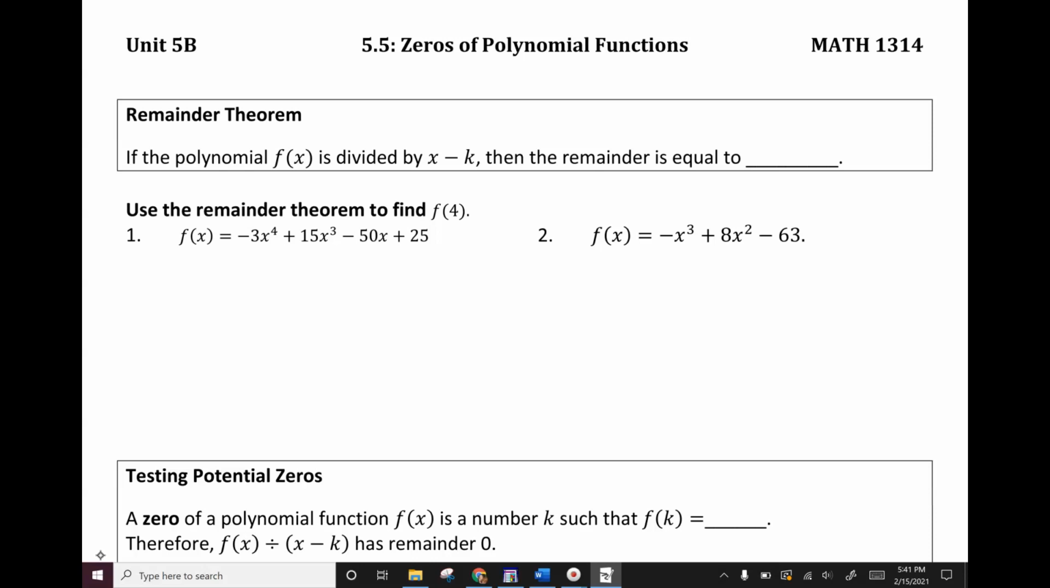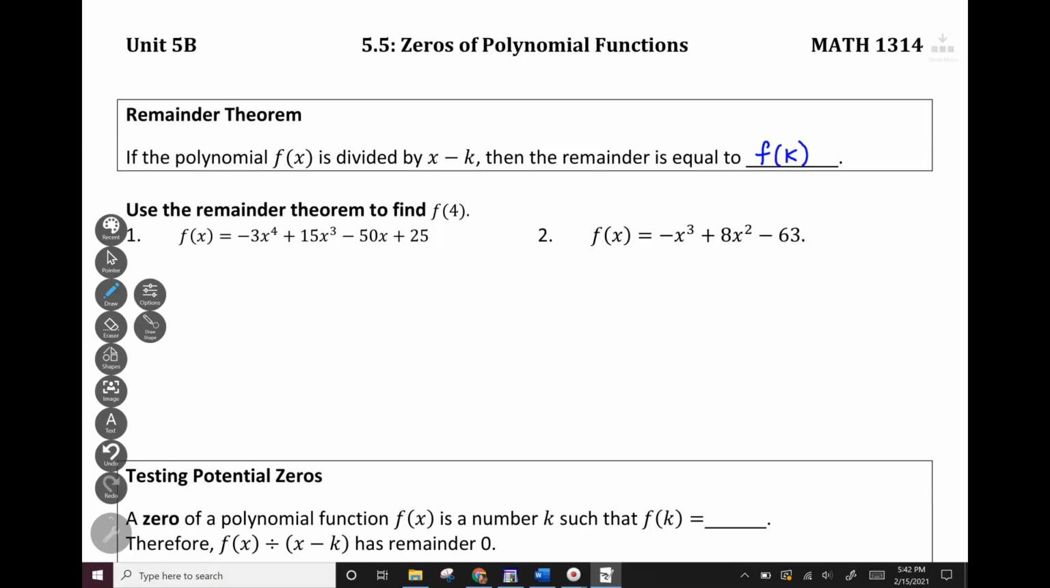So the first thing is the remainder theorem. And that says if the polynomial f of x is divided by x minus k, so like we were doing in 5.4, dividing a polynomial by a linear factor, or just a binomial, sorry, not necessarily a factor, then the remainder is equal to, so remember how when we were doing synthetic division, we would end up with the remainder, which was that last number that you got. Then the remainder, that number is going to be equal to f of k.